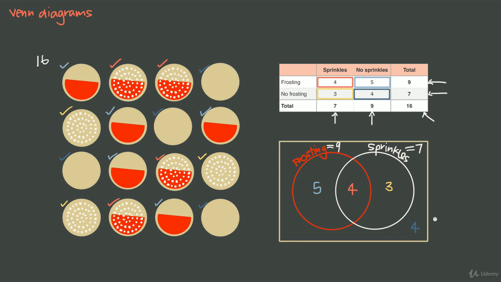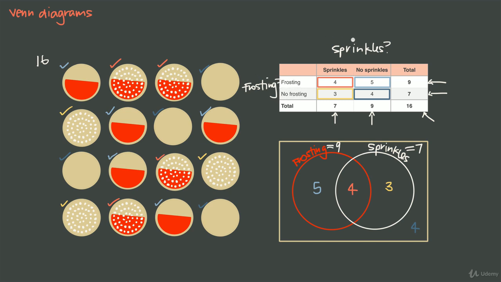So just remember that Venn diagrams are especially great for expressing data when you have two questions and you could kind of answer yes or no to both of them. So here we have the question of sprinkles. And we answered either yes, sprinkles, or no sprinkles. And then here we had the question of frosting. And we either answered yes, frosting, or no frosting.